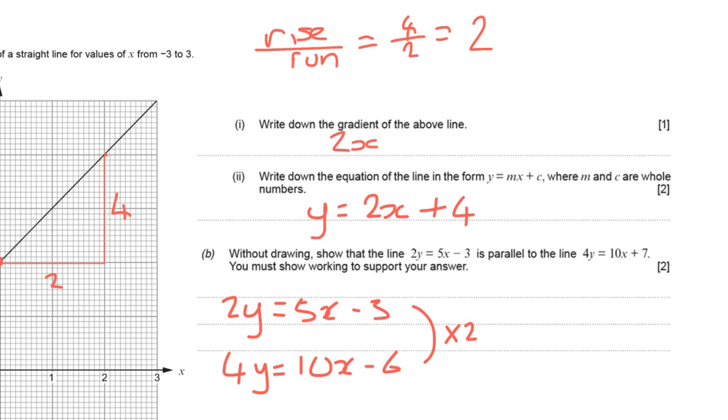Now for two lines to be parallel, they have to have the same gradient. And as you can see, 4y equals 10x plus 7 is the same gradient as 4y equals 10x minus 6. The only thing that's different is that they cross the y-axis at different points. The first line would cross at plus 7, the second line would cross at minus 6. However, they would be parallel.